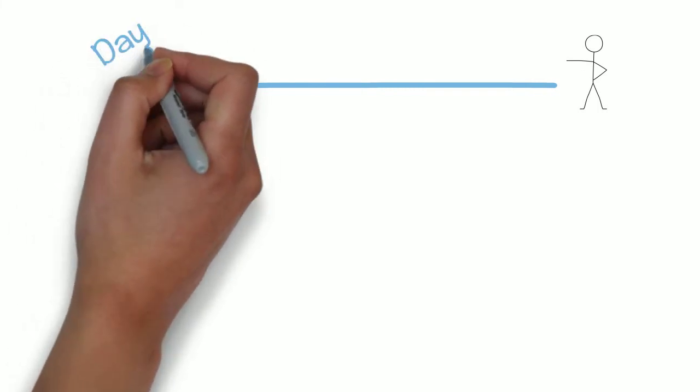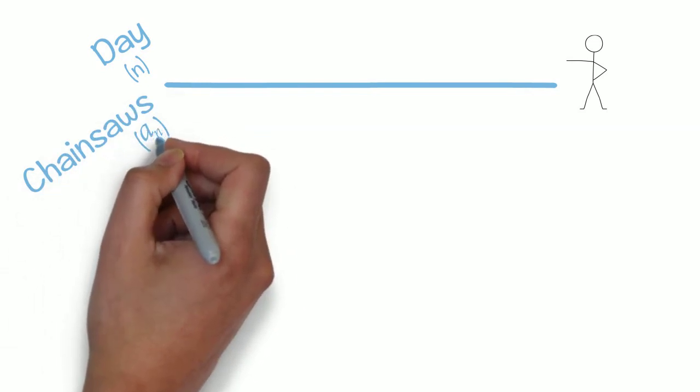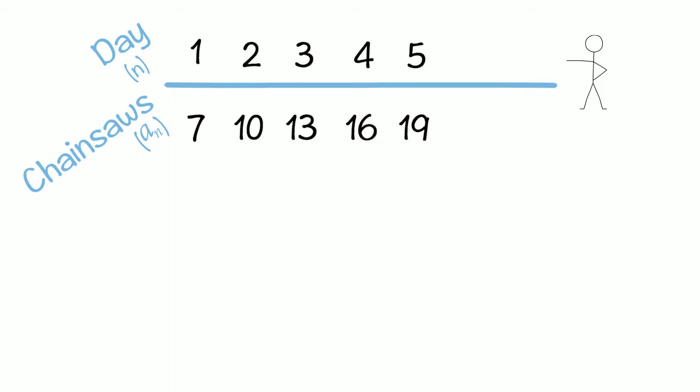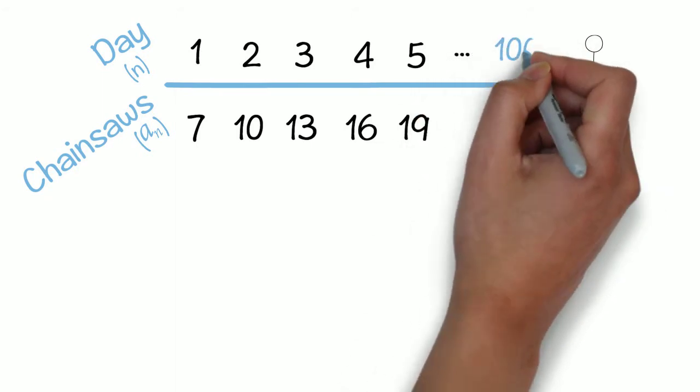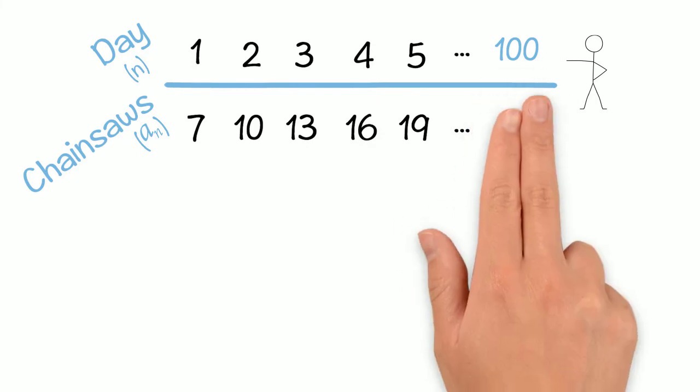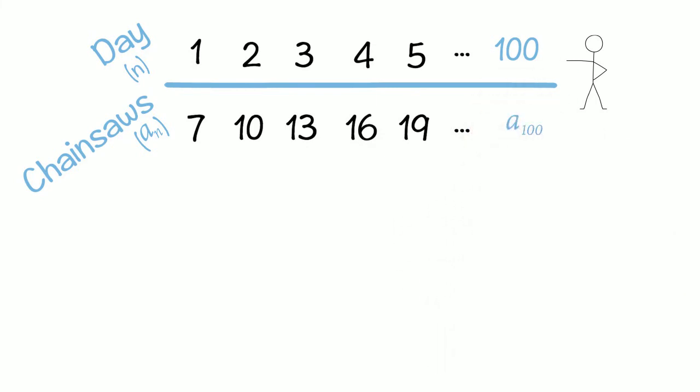We can take the sequence that we just saw and we can put it into a table. And we can label our day as N, and then we can label our chainsaws as A sub N. From there, we're just going to plug in the numbers. So on day 1, he was juggling 7. On day 2, he was juggling 10. And then we can continue writing down the numbers until we get to day 100 and eventually figure out how many chainsaws he was juggling. And we'll call that number A sub 100 because we don't know it yet.